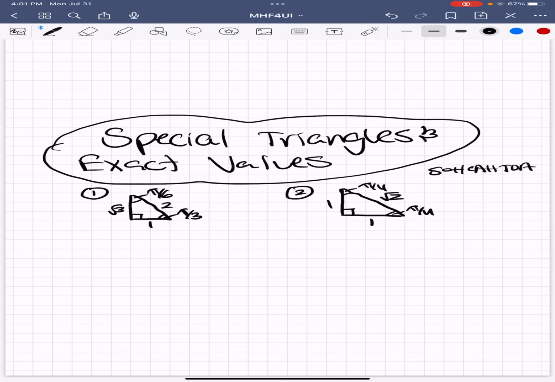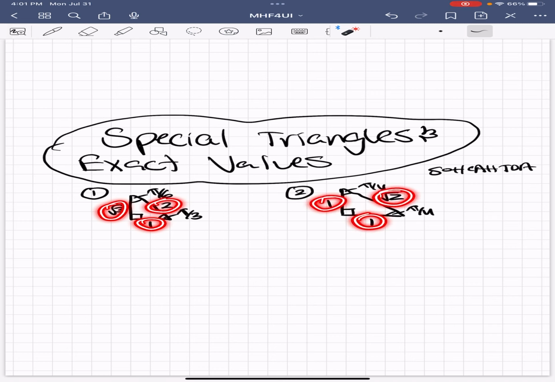Okay, so today we're going to be learning about special triangles and exact values. So we have special triangle 1, and we have pi over 3, pi over 6, and pi over 2. Then we have pi over 4, pi over 4, and pi over 2. And here are the numbers that we're going to be using to get the exact values using SOHCAHTOA. So let's begin.